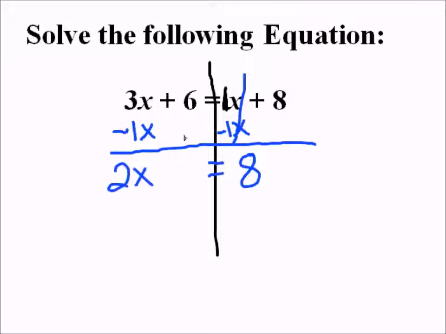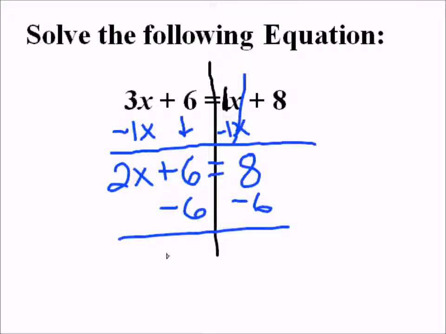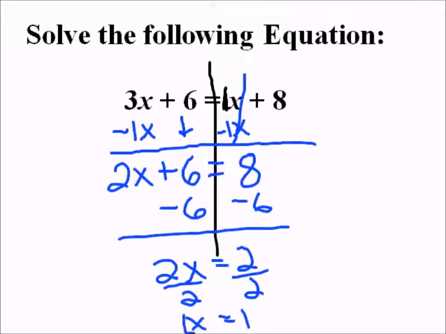By doing this, I've reduced this equation into something that we're used to seeing. We're going to go in reverse order by subtracting the 6, leaving us with 2x equal to 2. Divide both sides by 2, and we're left with x equal to 1. And there we go, we have solved our equation. Please remember to check your solutions. 3 times 1 is 3, plus 6 is 9. 1 times 1 is 1, plus 8 is 9. So our solution does check out because the left and right hand sides are equal.